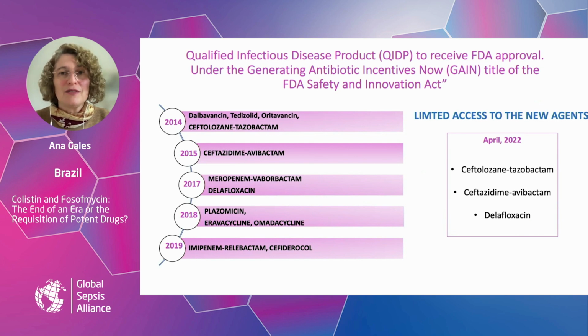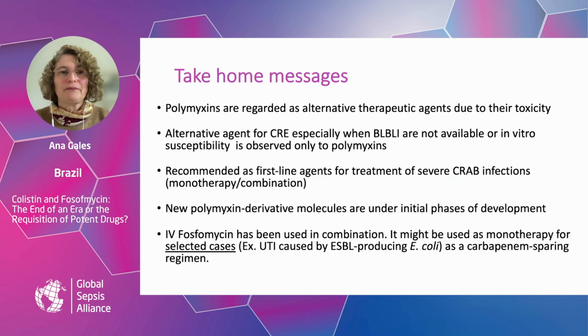So in our lives, polymyxin B or colistin are still used as a first-line therapy for treatment of carbapenem-resistant Enterobacterales infections, for example.